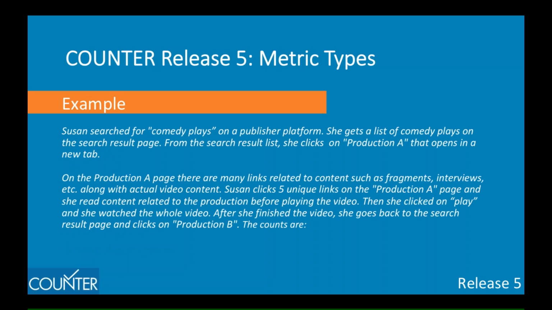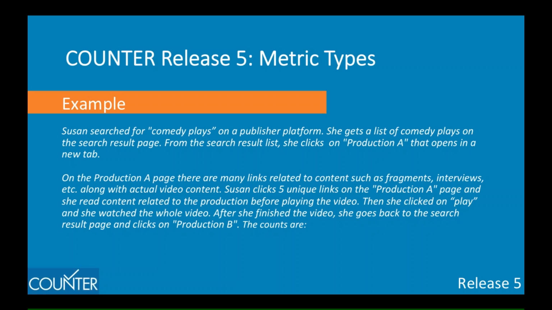And this is maybe copying what we talked about a little bit earlier with investigation and search. This is an example we got last week in the technical group and we discussed it, and it would be a good example to discuss all of them, so I added that example recently. In that case, Susan searched for comedy plays on a publisher platform. She gets a list of comedy plays on the search result page. From the search result list, she clicks on production A, which opens a new tab.